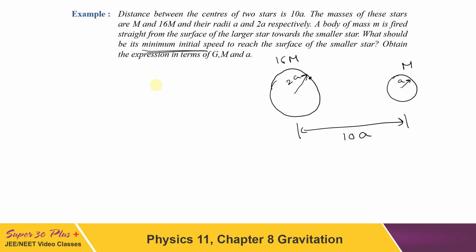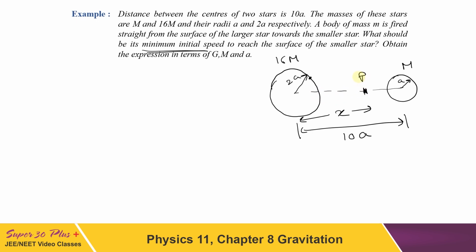So the speed should be just sufficient to take it to a point where gravitational forces due to 16m and m balance each other and net force becomes 0. Let us consider that point to be here, which is at a distance x from the center of the bigger star, because when the particle reaches here, due to the field of the smaller star, now it will move towards the smaller star. So we have to simply send the particle from the surface of the bigger star to this particular point, which I have written here as P.